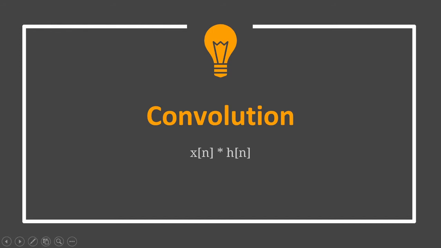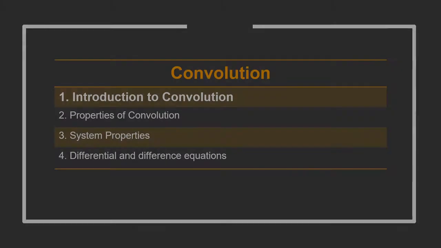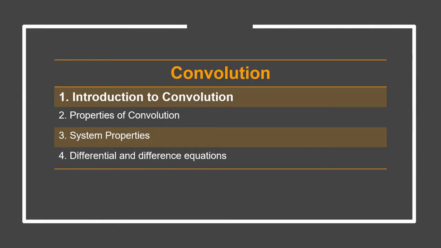We move on to the second section, which is convolution. Below you can see x of n convolved with h of n, and we have a convolution operator in between. We have four subsections in this section. We start with the first of them, Introduction to Convolution.